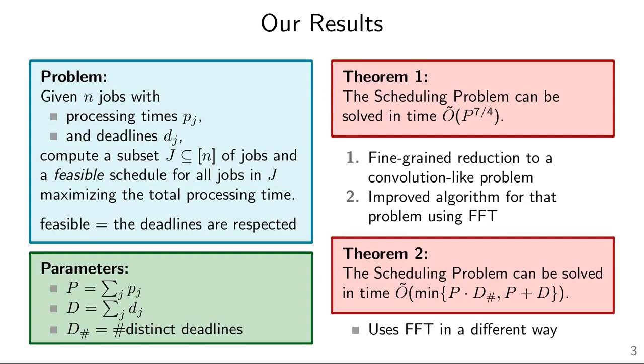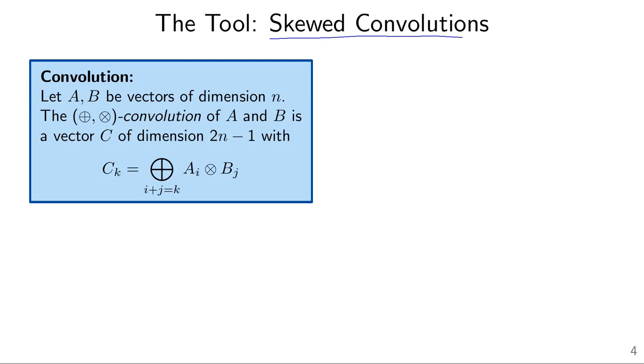Okay. Now, for the remainder of the talk, I will be essentially only talking about this proof here, starting with a precise formulation of this convolution-like intermediate problem. Afterwards, then we'll have a look at these two steps individually. Okay. So the intermediate convolution-like problem will be called a skewed convolution problem. But for now, let me just start with the regular convolution problems, because there is actually some interesting results out there.